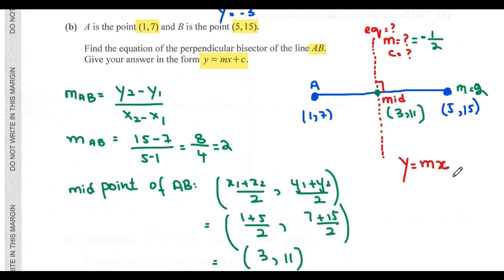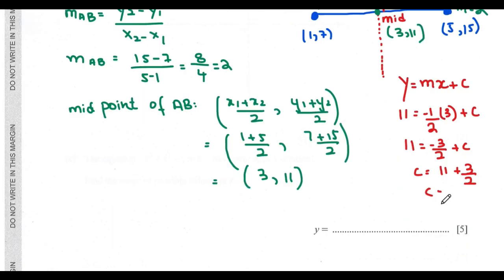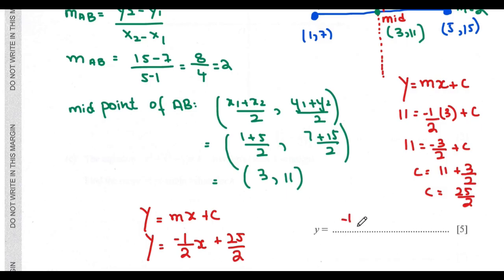To get c, I will write the general equation of a line. I'll put the value of y, which is 11, the value of m, which is negative 1 over 2, the value of x, which is 3, and plus c. Now 11 equals negative 3 over 2 plus c. Adding 3 over 2 to both sides, c would be 11 plus 3 over 2, and the final value of c is 25 over 2. So we have got the y-intercept, we have got the slope as well, so we can make the equation. I'll write the general equation and put the values of slope and y-intercept in it. So it would be negative 1 over 2 x plus 25 over 2. So this is the equation of the line. Let me write it over here as well: negative 1 over 2 x plus 25 over 2.